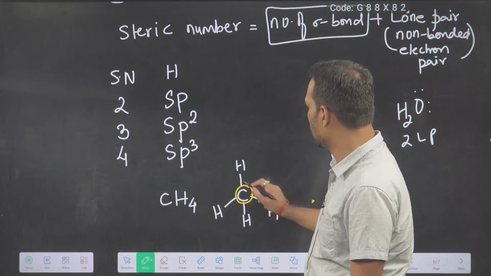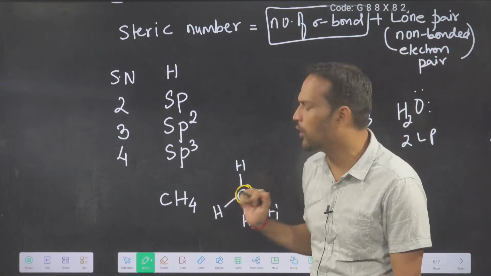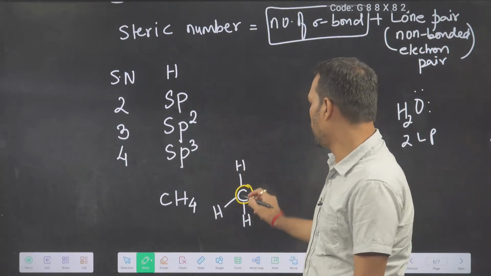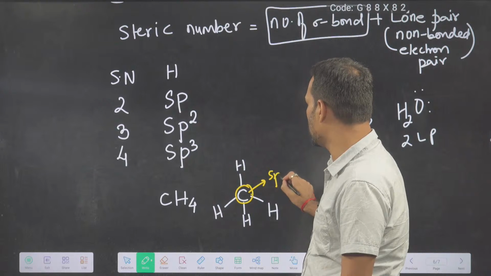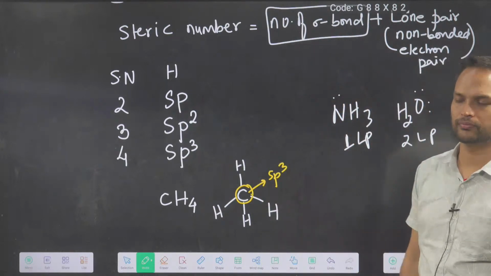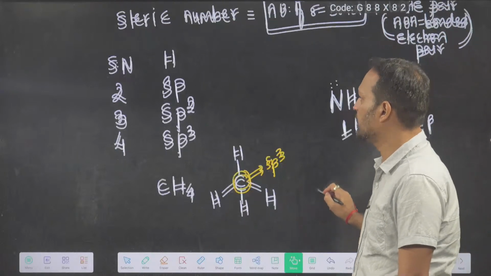4 sigma bonds, no lone pair. I have told you already, we will not include lone pairs now. We have also said we will study this much only. So 4 sigma bonds. So what is the hybridization? sp3.